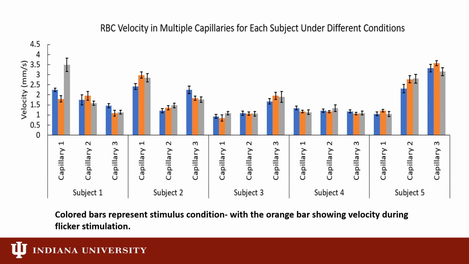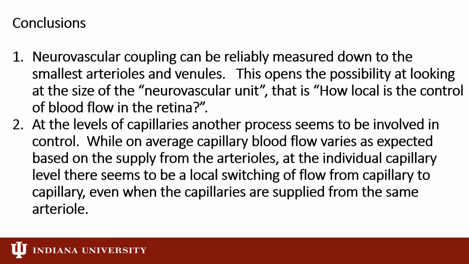And this is, again, what we saw with our group data, but now we see it in individual capillaries fed by the same arteriole. So our conclusion is that neurovascular coupling can be reliably measured down to the smallest arterioles and venules. This opens a possibility of looking at the size of the neurovascular unit and understanding how local control is in the retina. But at the level of the capillaries, there's other processes going on that seem to be involved in control of blood flow.